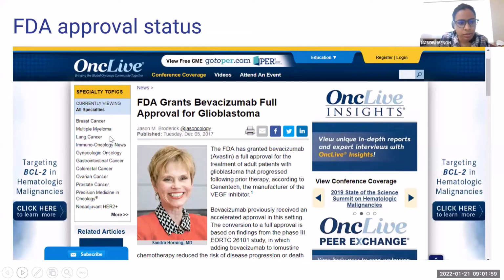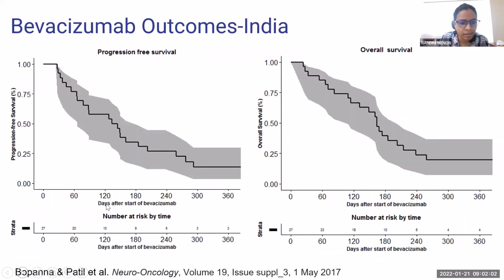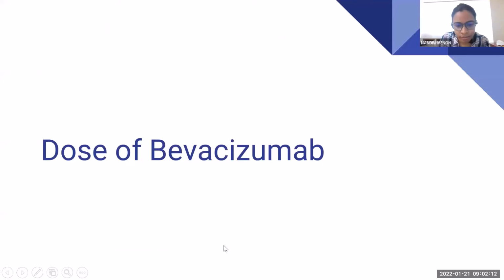These are the outcomes with bevacizumab in our setting. The median survival will be around 4 months, with patients' progression-free survival. And this is the overall survival in our setting. And then we come to the important aspect about the dose and the frequency of bevacizumab.